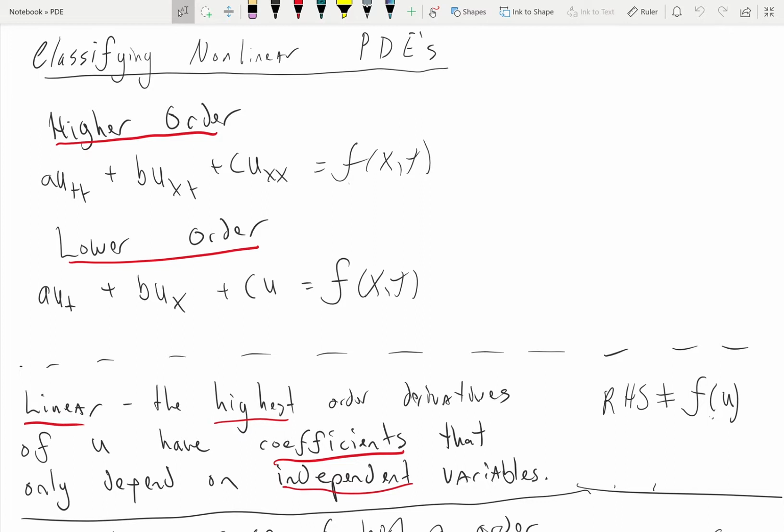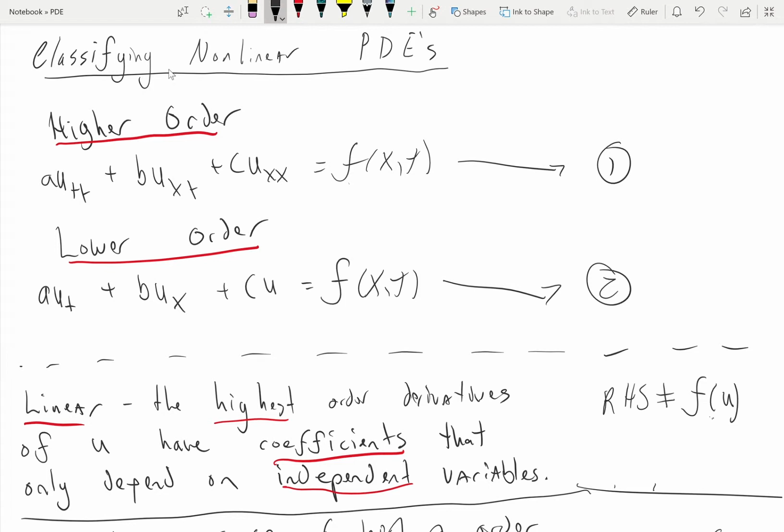The first one being the higher order, A u_tt plus B u_xt plus C u_xx equals f of x and t. We're going to call this equation 1. And similarly, the lower order one is A u_t plus B u_x plus C u equals f of x and t. This is equation number 2.